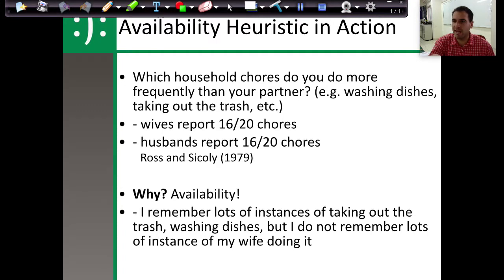So in 1979, who do you think probably did more chores? But why is it that husbands would report as many chores completed as women? Okay, why does this happen? Because of availability. I remember lots of instances of taking out the trash, washing dishes, but I do not remember lots of instances of my wife doing it also. I remember myself doing it, but I don't remember my wife doing it. So you remember things that you do yourself, but you don't necessarily remember what other people do. You're more worried about your own instances rather than anybody else's. So in this case, the wife would do the same thing and they would have the same amount of chores reported.